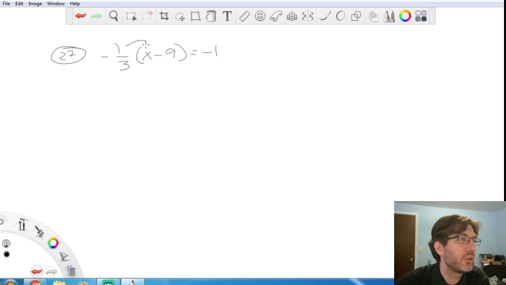Keep in mind it is a negative 1/3, so we're going to do negative 1/3 times x, which is negative 1/3 x. And we're going to do negative 1/3 times a positive 9, which again, if you need to, you can set it up like this and pre-cancel everything, but it's going to be 3. 9 divided by 3 gives you 3. Keep in mind this is a negative and this is a negative, so this becomes a positive 3 equals negative 1.